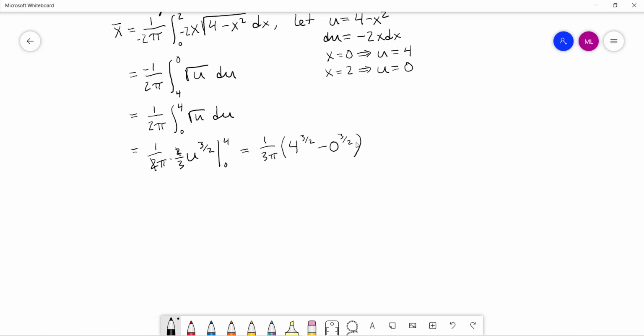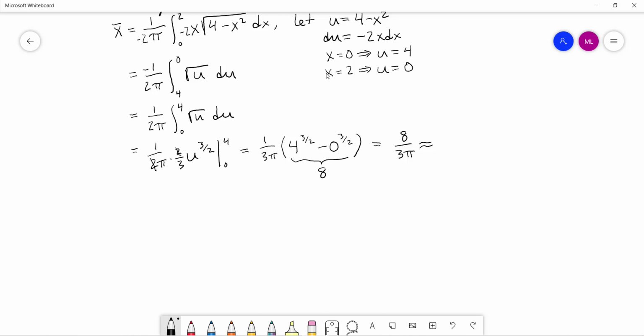The 0 to the 3/2 isn't going to contribute anything, but this 4 to the 3/2, let's take the half part first. So take the square root first, I'll get 2, and we'll be left with 2 cubed, which is 8. So this whole thing is just 8, and we get 8 over 3 pi. And if we plug that into a calculator to get a decimal approximation, let me do that real quick.